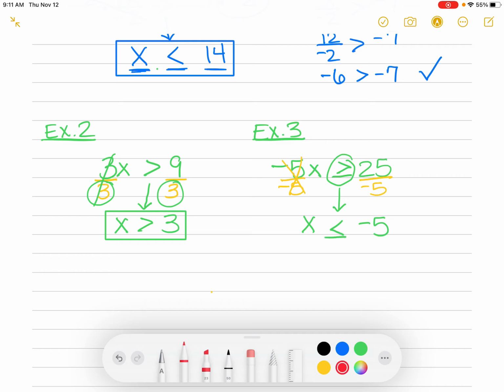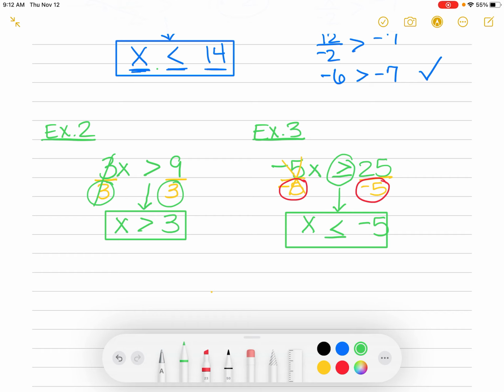It does not flip because this is -5. It flips because these are -5. Okay, it's what you're multiplying or dividing by. Not what your answer is, but what you're multiplying or dividing by. So this is my answer. X is less than or equal to -5.